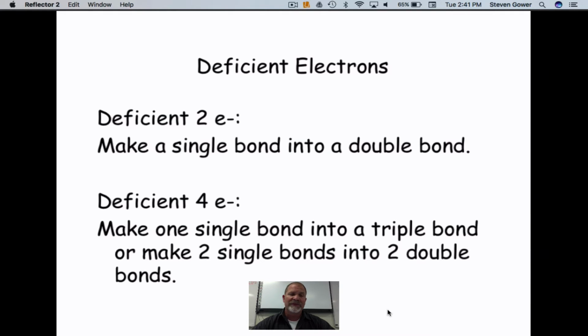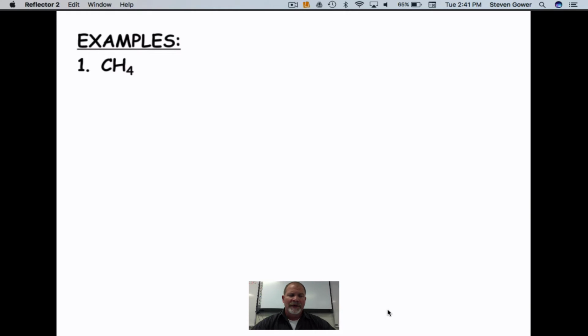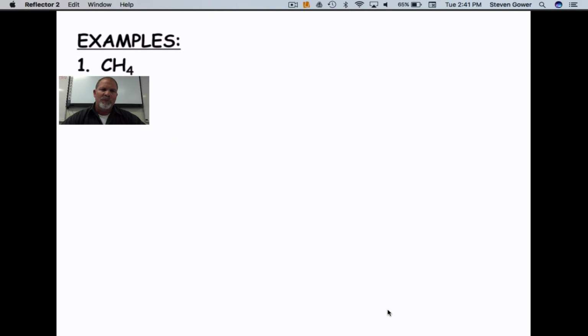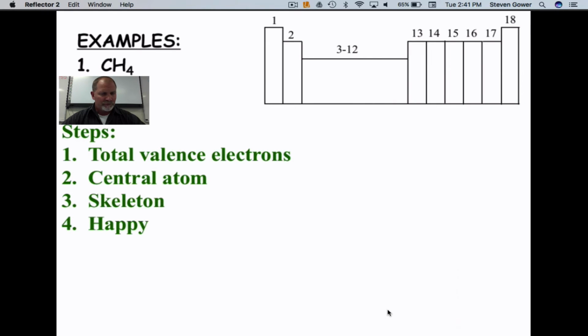Also remember, if you have a deficit of 2, we make a single into a double to make up for that deficit. If you fall short by 4, we have 2 choices: you can make a single into a triple, or 2 singles into 2 doubles. Methane, CH4, is an example. Step 1, we talk about this.